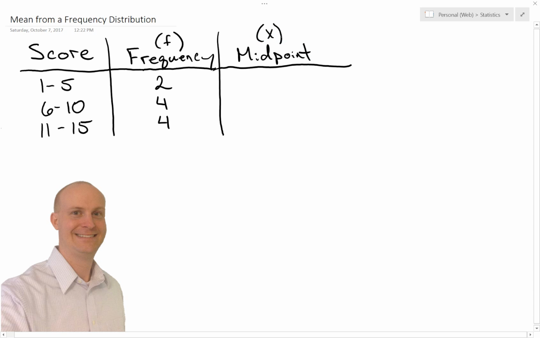The best way to find the midpoint would be to add the first and the last number from each category. So the score of 1 through 5, if you want to find the midpoint of that, you're going to add 1 and 5, which is equal to 6, and then you're going to divide all that by 2. So 6 divided by 2 is 3. 6 plus 10 is 16, divided by 2 is 8. 11 plus 15 is 26, divided by 2 is 13.